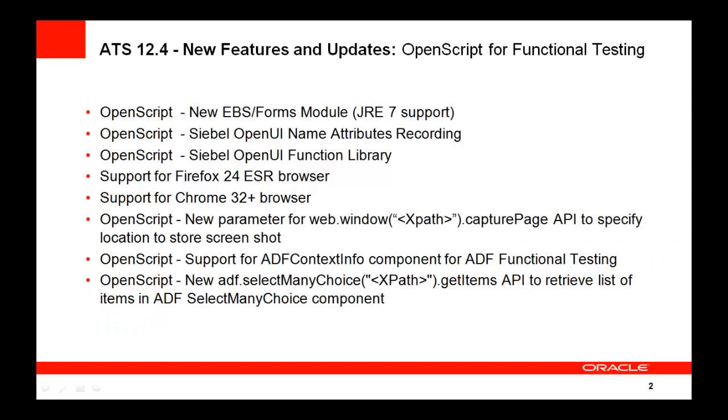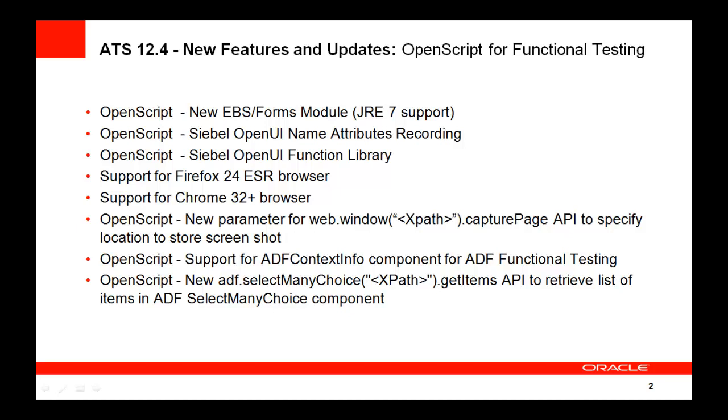We will begin with an overview of the new features for OpenScript for functional testing. OpenScript 12.4 introduced a new EBS Forms module for JRE7 support. There is now a new feature to record Siebel OpenUI name attributes. In addition, we have also released a Siebel OpenUI function library created by our very own Siebel QA team.